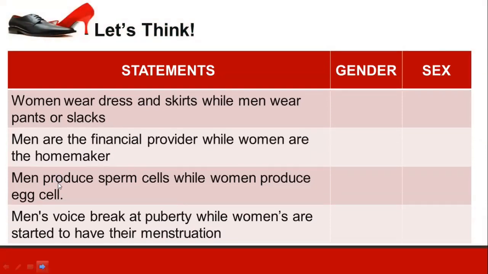Let's think first. Kindly read each statement. There are 4 statements here. First, women wear dresses and skirts while men wear pants or slacks. Second, men are the financial provider while women are the homemaker. Third, men produce sperm cells while women produce egg cells. Fourth, men's voices break at puberty while women start to have their menstruation. So let us define which is gender and which is sex.